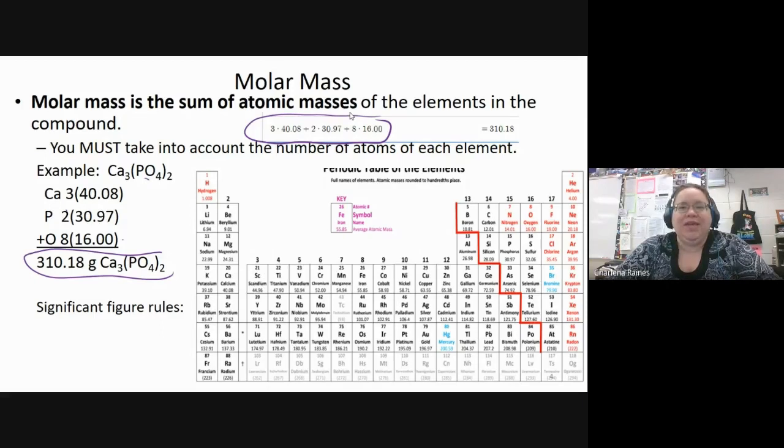Now, when you're calculating your molar masses, our number of atoms doesn't really affect how you round. We're looking at that actual mass. So if my atomic mass has 2 numbers after the decimal, my answer is going to have 2 numbers after the decimal. If my mass has 3, we're going to round it to 3.